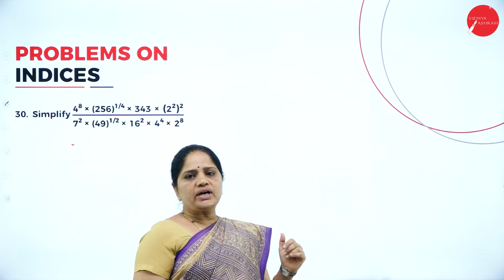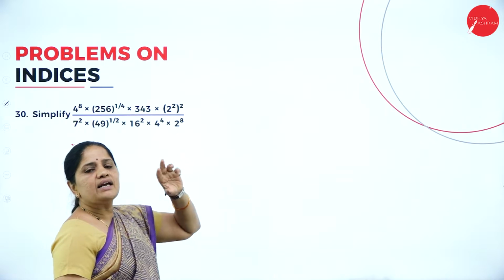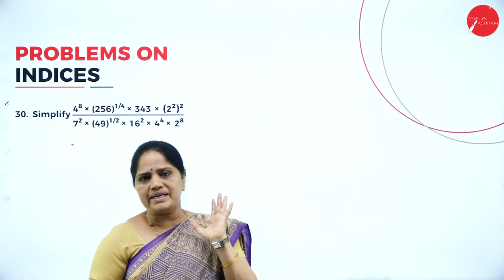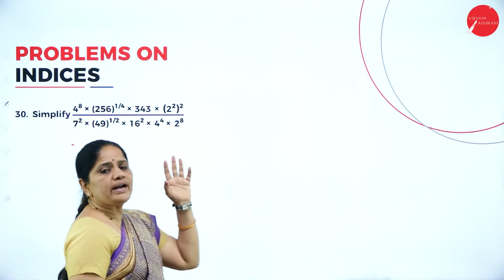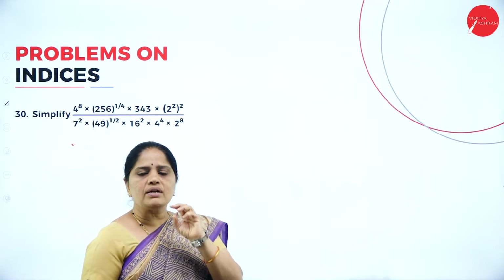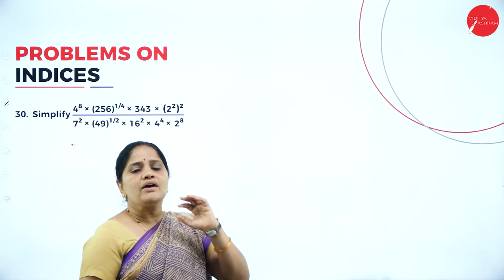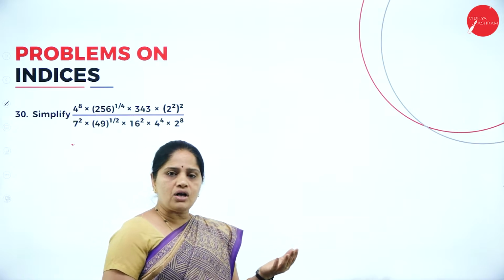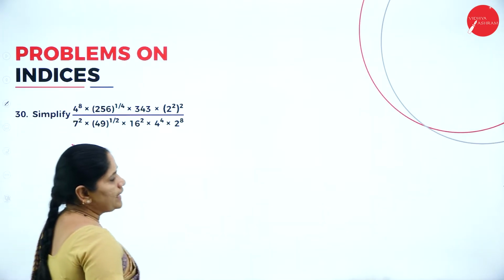Now, whenever you are given a problem on this, you should try to get it to the lowest base. So that is 2. If it is an even number, try to reduce the number to the base 2 or base 3 or base 5. When you reduce it to the base, we can easily apply the laws of indices. Now here it is given 4 to the power 8.